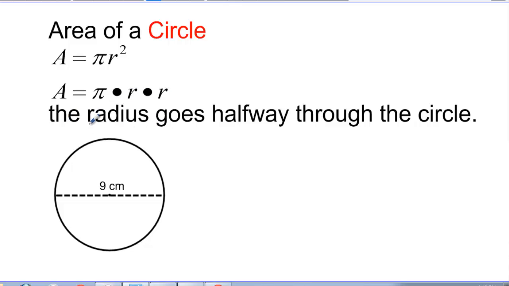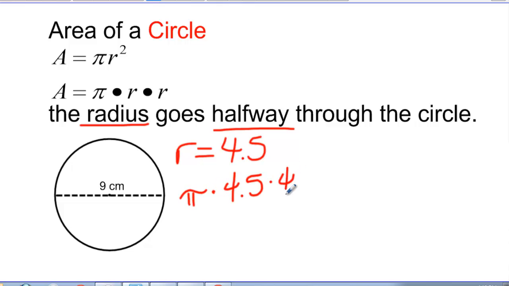Remember that the radius goes only halfway through the circle. So if I see a case like this down here where I have this line all the way through the center of the circle labeled, I need to figure out what half of that is. So this is a diameter, and it's 9 centimeters, so that means my radius is going to equal half of that, which is 4.5. So now I am going to take pi times 4.5 times 4.5 in my calculator, and I got about 63.6, and again, square centimeters.